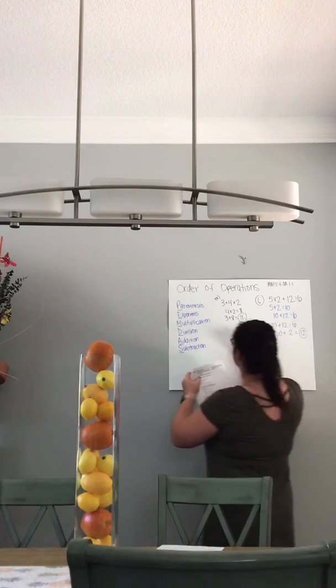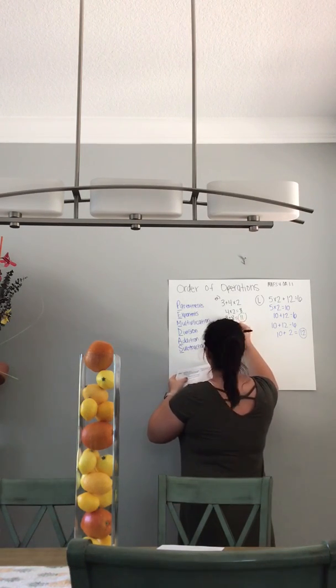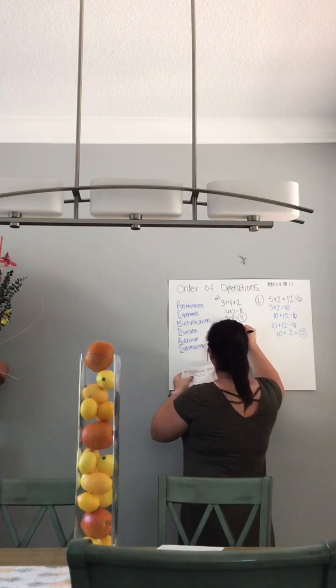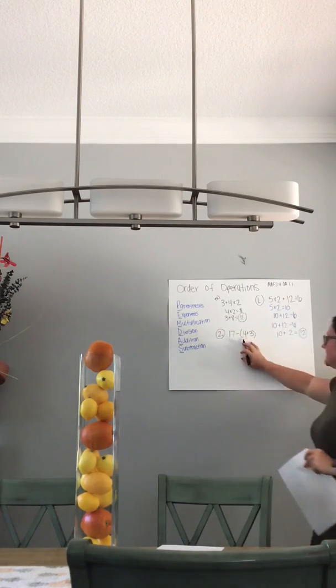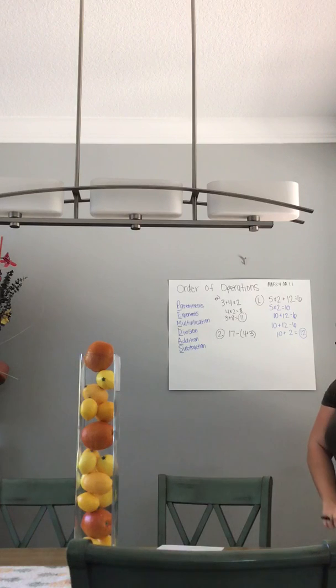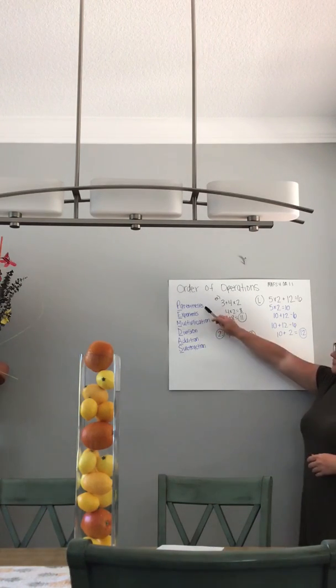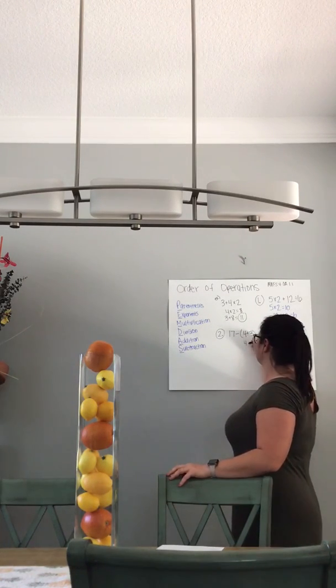Second equation is 17 minus parenthesis 4 plus 3 parenthesis. I'm going to go ahead and choose from popsicle sticks again. Who can tell me what we will do first? We will do parentheses first. Good job. So we will do 4 plus 3.